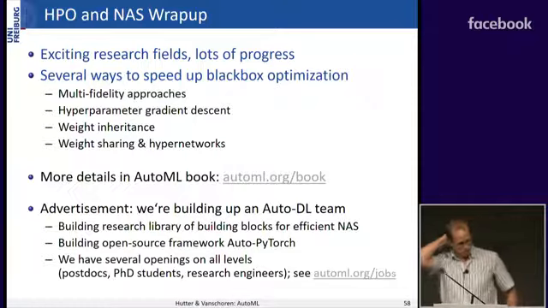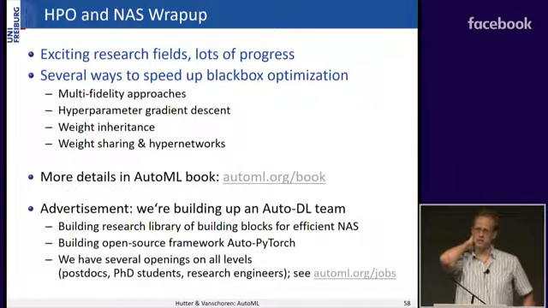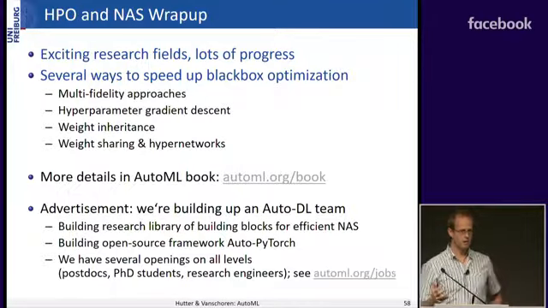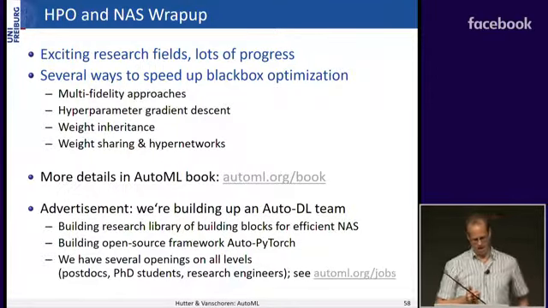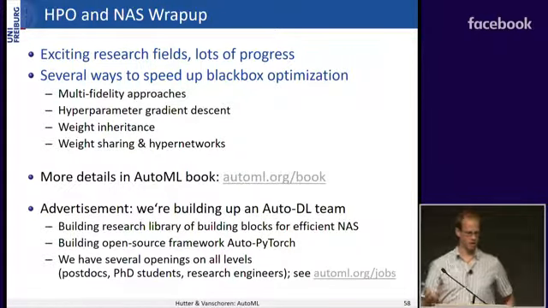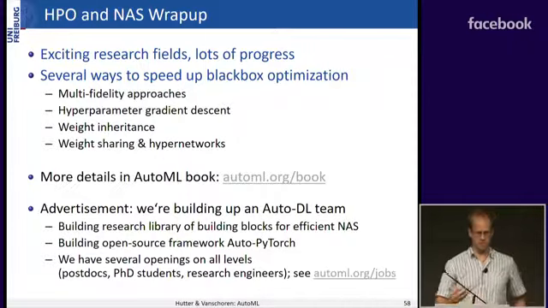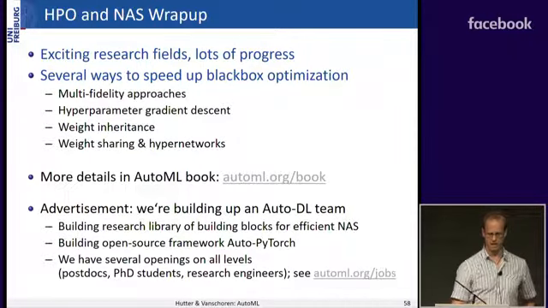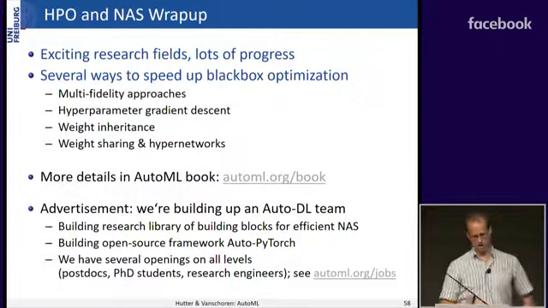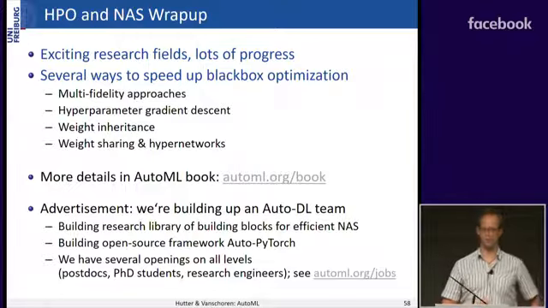All right, to wrap up, hyperparameter optimization and neural architecture search are really exciting fields. There are several ways to go beyond black box optimization, and one shameless advertisement: we're building an AutoML automatic deep learning team. We want to build a research library of different building blocks for efficient neural architecture search. We want to build an open source framework, AutoPyTorch, and we have several openings on all kinds of levels.